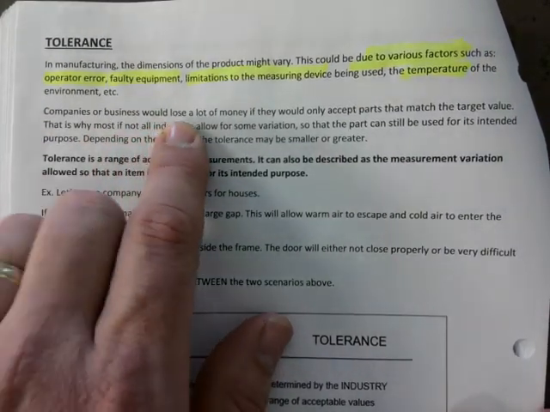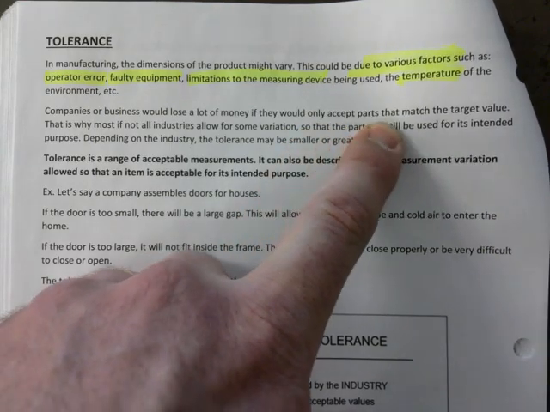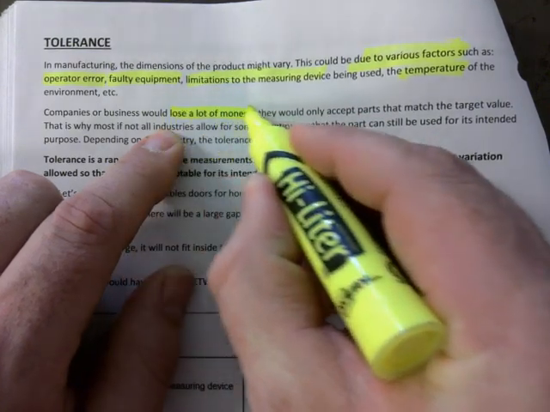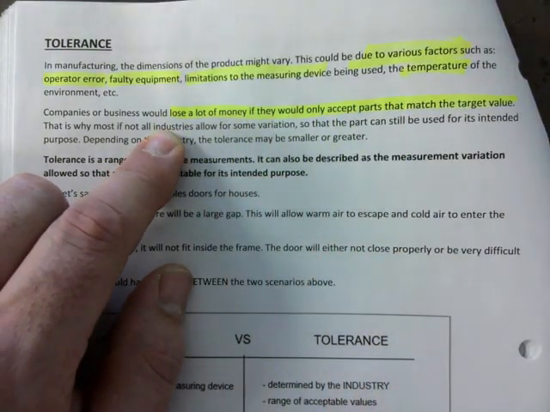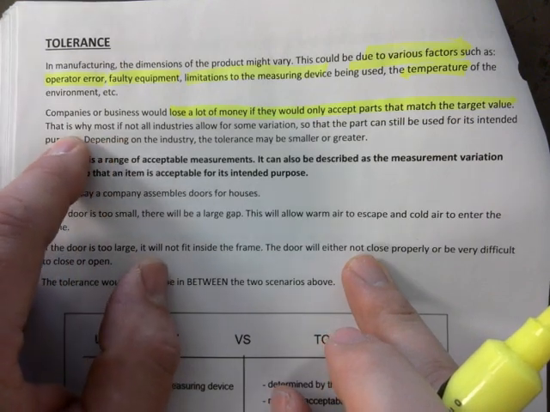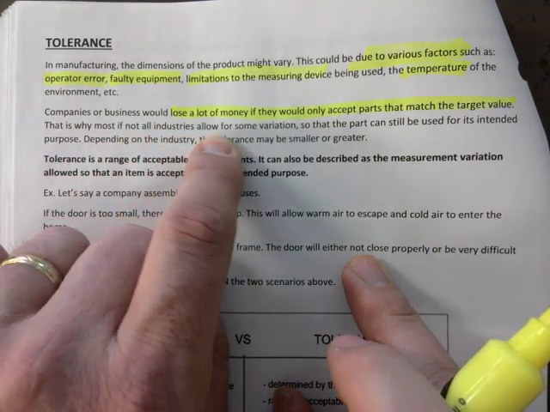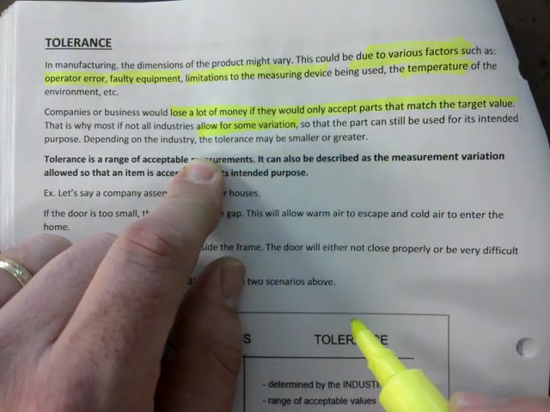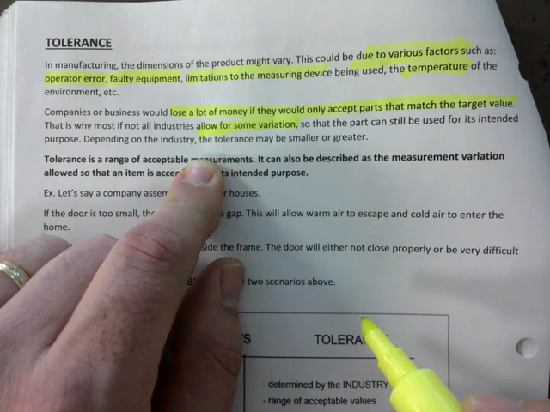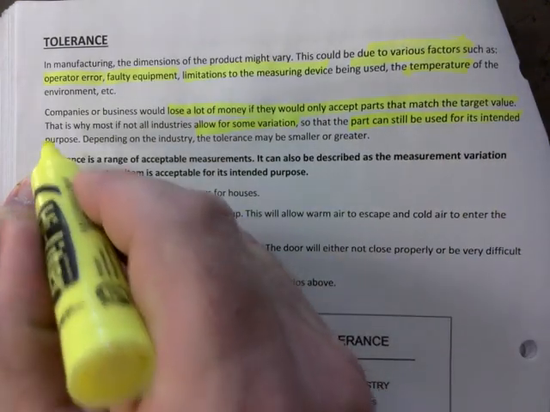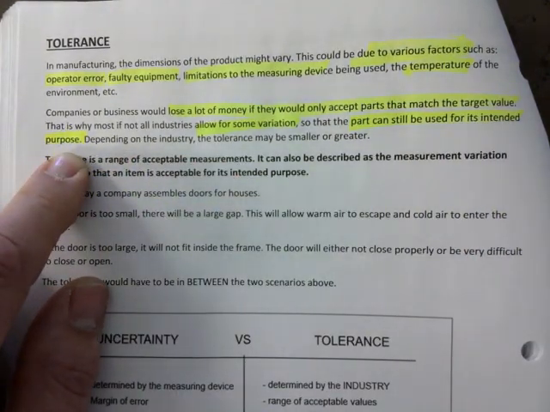Companies or businesses would lose a lot of money if they would only accept parts that match the target value, right? This is very important. You would lose a lot of money if you only accepted the actual target. Hey, I want this to be 45 millimeters. It's not garbage. They would lose tons of money. You can't do it that way. That is why most, if not all industries, allow for some variation, so that the part can still be used for its intended purpose. That is very important too. The part can still be used for its intended purpose.